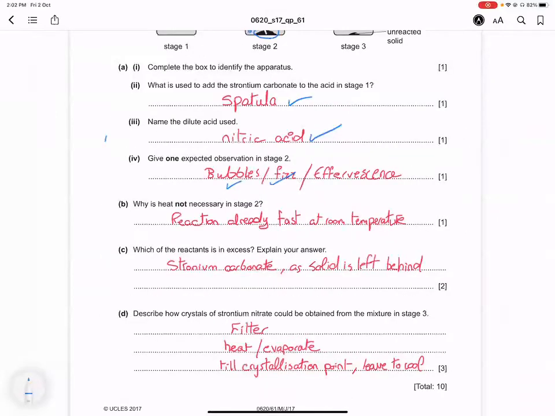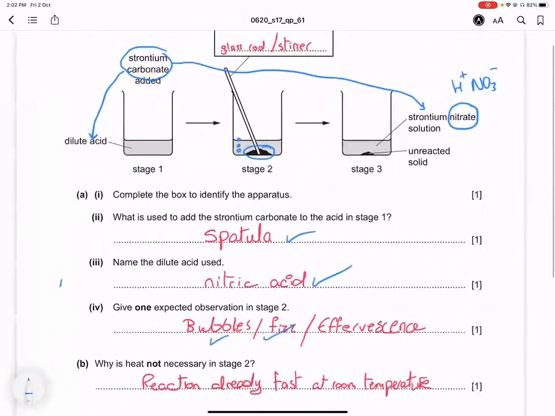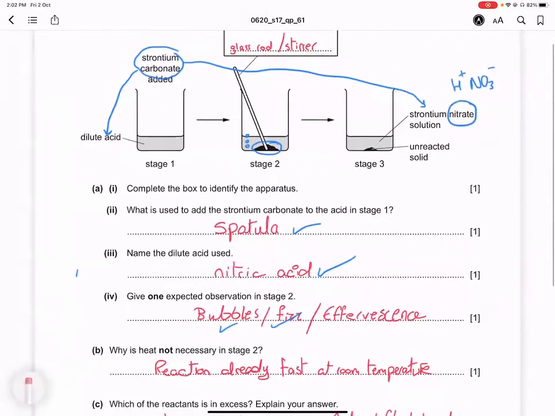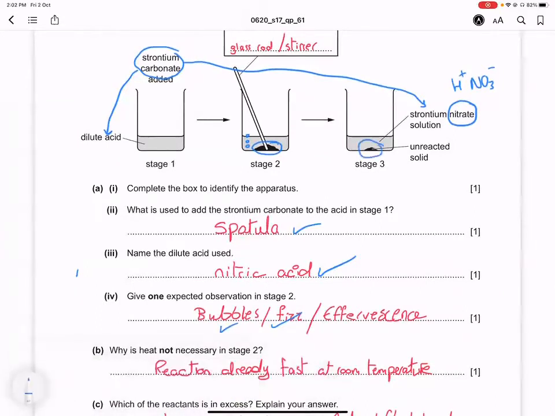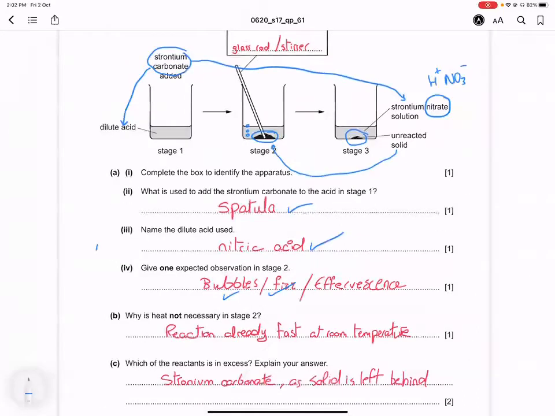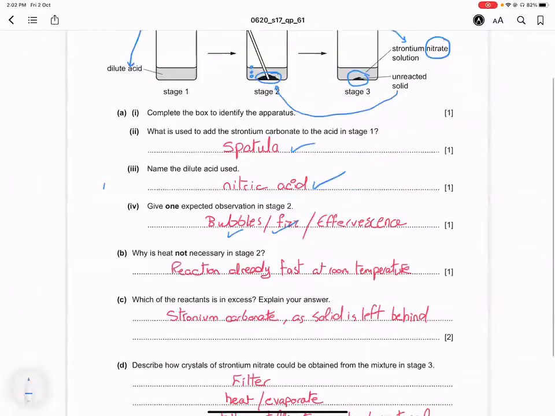Which of the reactants is in excess? The reactant that's in excess is the one that remained, okay? So the acid was all neutralized, but there is unreacted solid, and this unreacted solid, of course, is strontium carbonate. Strontium carbonate is the reagent that is left behind.